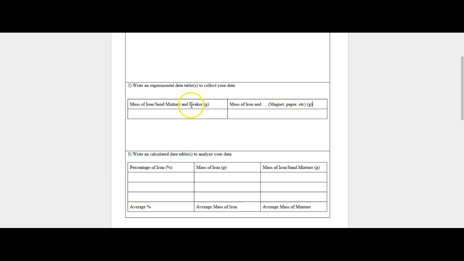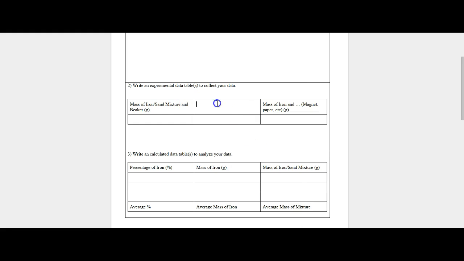Now I got both of those. Now if I want to get rid of this, then I need to know the weight of that. So I'm going to go back in here. I'll put mass of just the beaker. That way I can subtract it out later. Same thing for this one. Mass of just the magnet, paper, whatever.